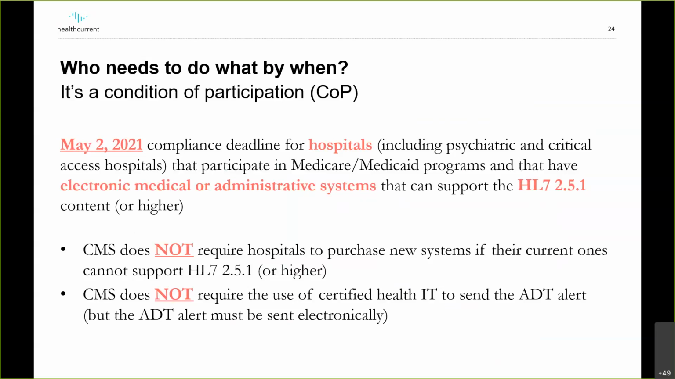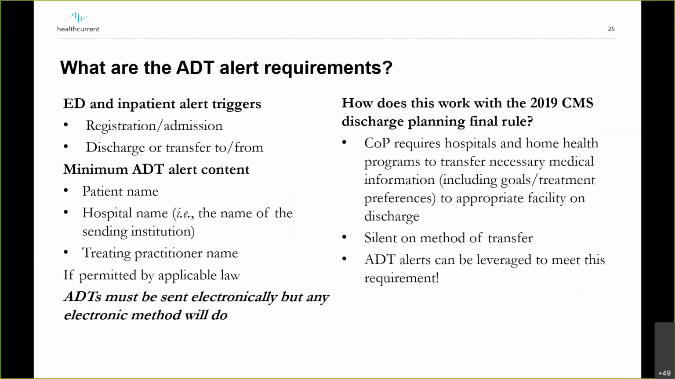Importantly, however, if you're a hospital that doesn't meet these technical requirements, these CoPs are not going to apply to you. Also, with sending these ADT alerts, you're not required to use CHIT. It doesn't have to be a certified health IT solution to send them.